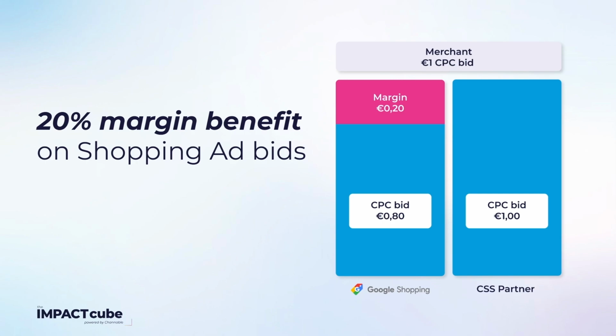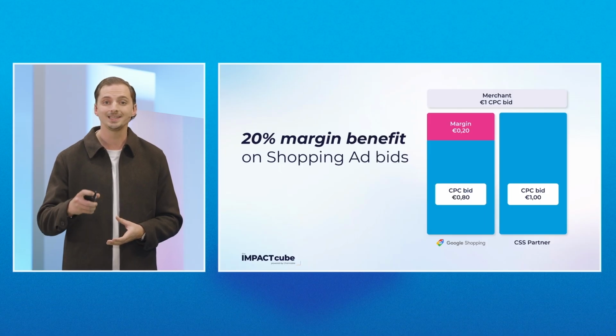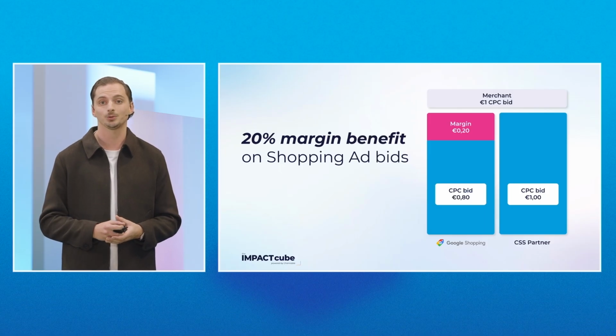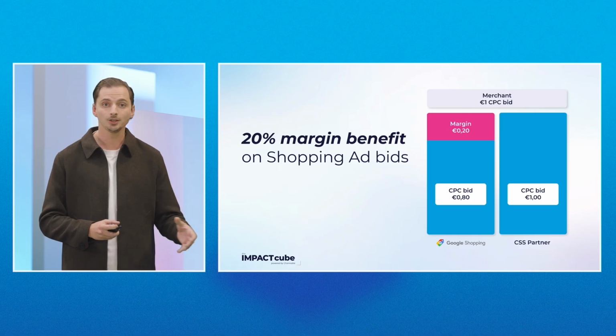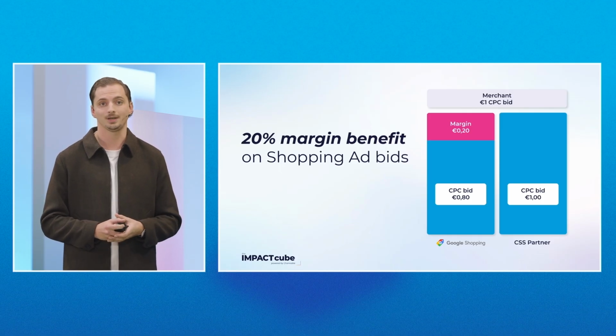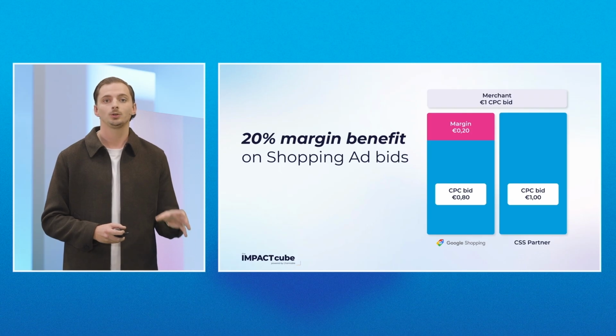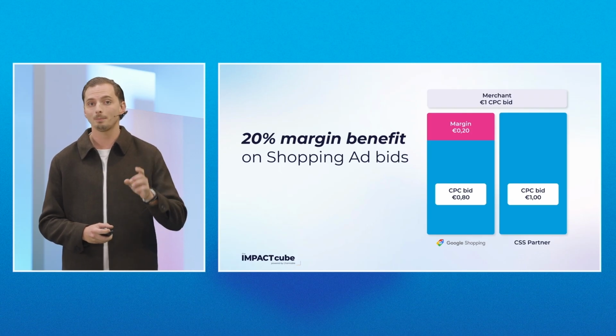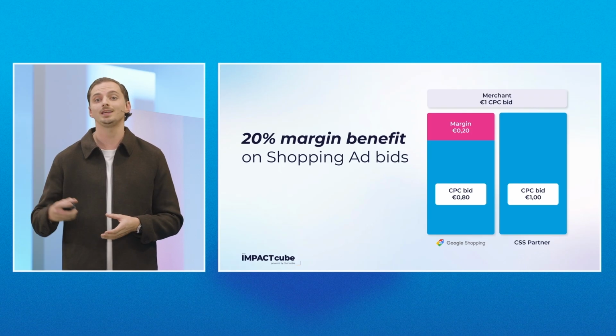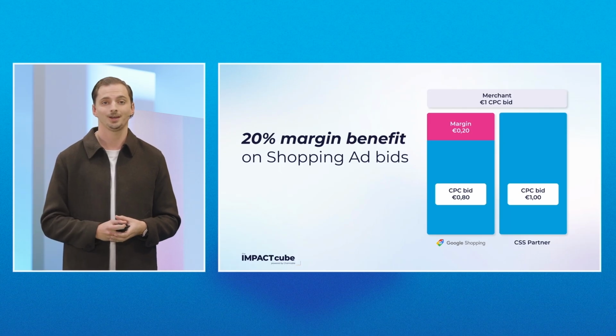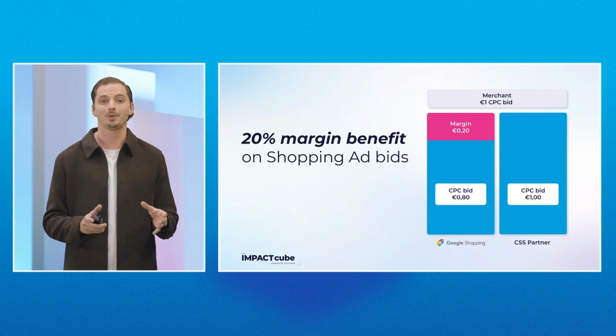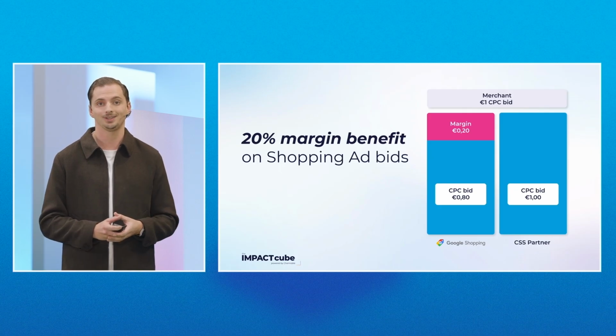Switching to a third-party CSS means you get a 20% margin advantage on shopping ads bids for standard shopping or Performance Max campaigns. That's because with Google CSS, Google keeps 20% of your bid as its margin before it even enters the auction. With a third-party CSS, 100% of your bid goes directly into the auction.